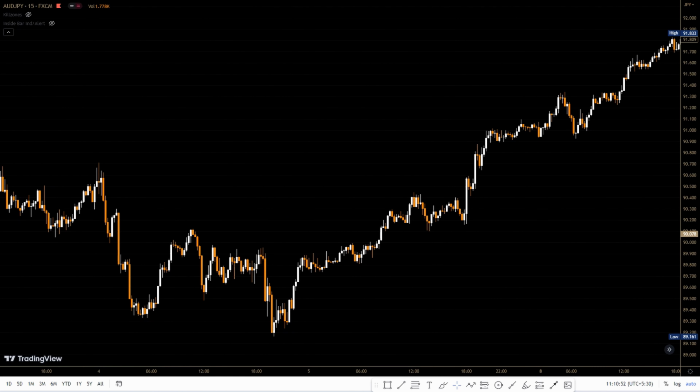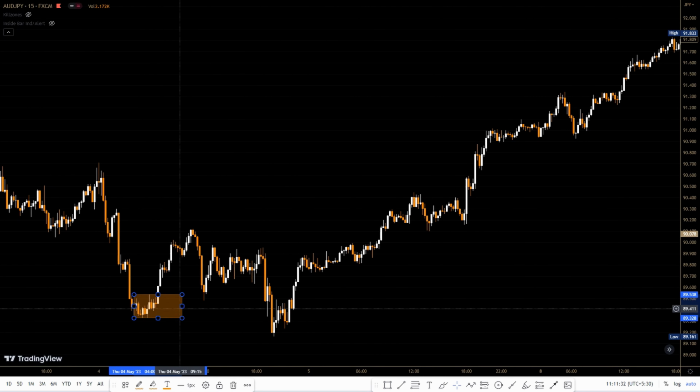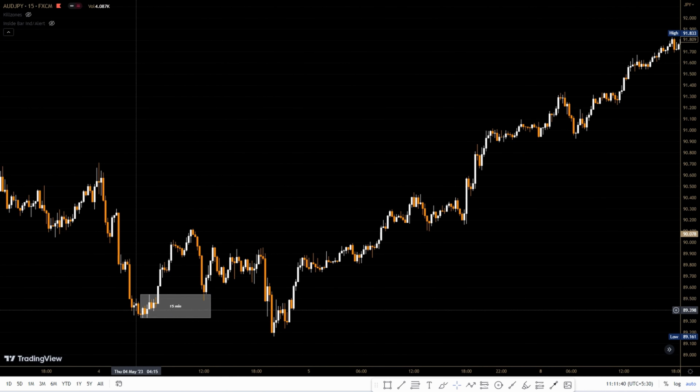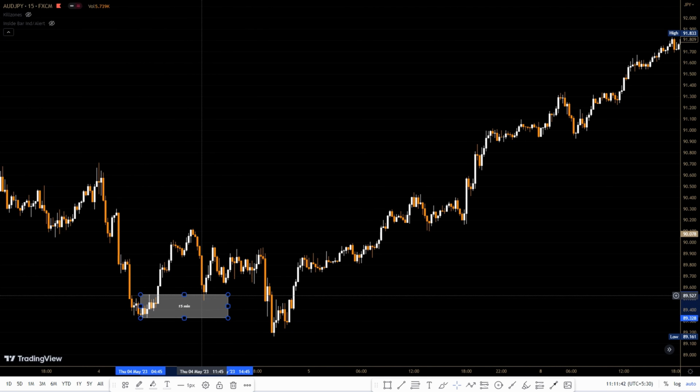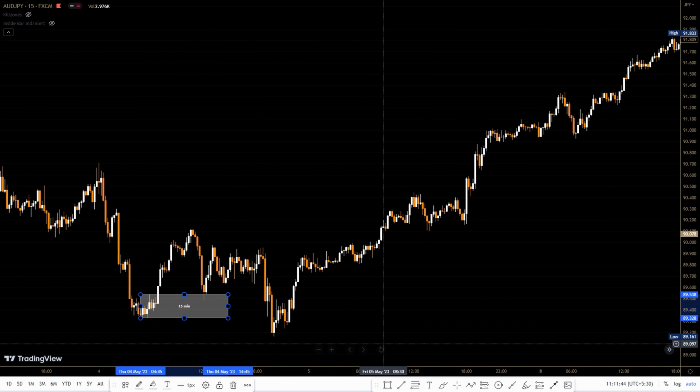So this is a graph of Australian dollar, Japanese yen in a 15-minute time frame. Every candle represents 15 minutes. Here you can see a range created demand exactly at this point. If I draw a range here, this is our range, and price just taps into this range and again moves in the upward direction.